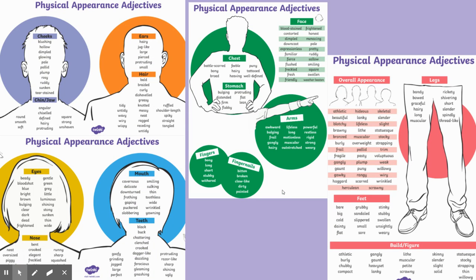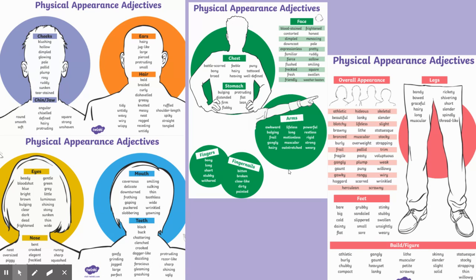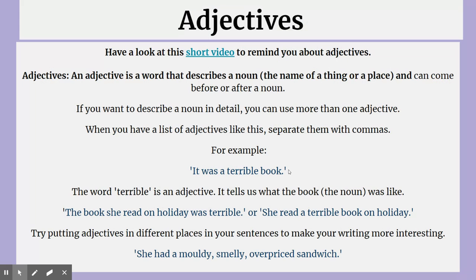You've also then got some physical appearance ones, which should help you build your character, particularly when you come to your planning page. It will be really useful. We'd like to see these rather than just your boring old Year 2 words. These are all here to support you with your Year 6 writing.